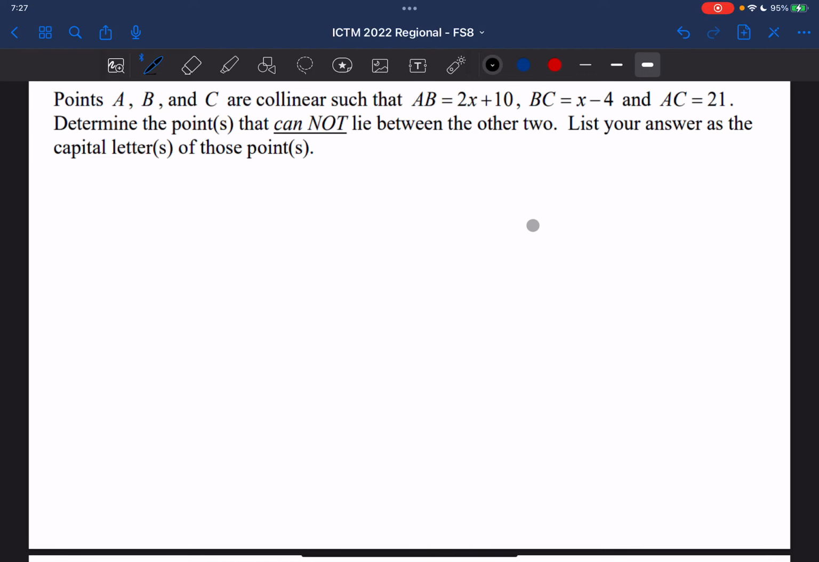So in this problem it says points A, B, and C are collinear. Now they give us the lengths, but they don't tell us what order they're in. So we want to determine the points that cannot lie between the other two. So we have three options.